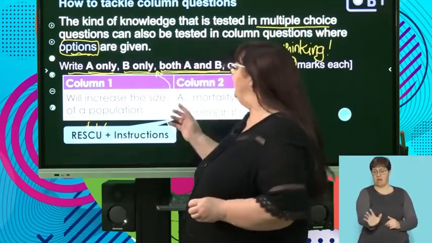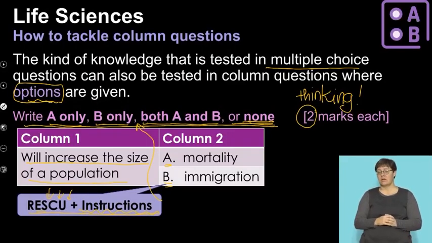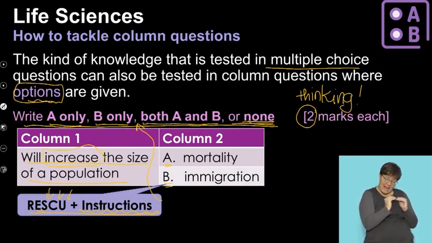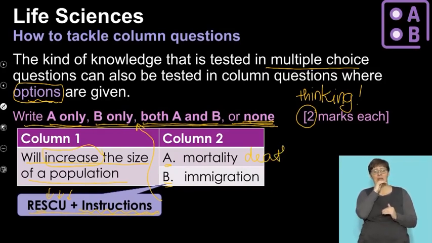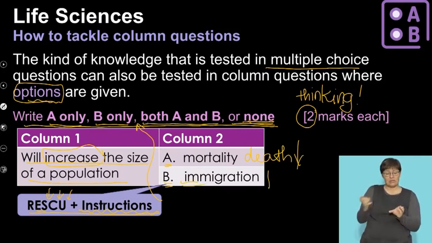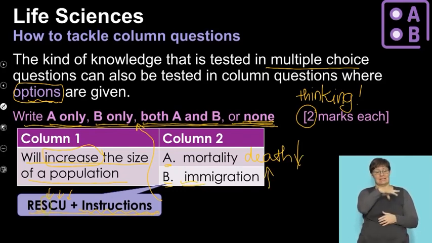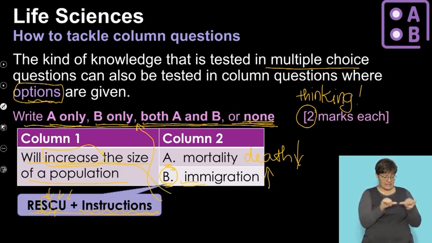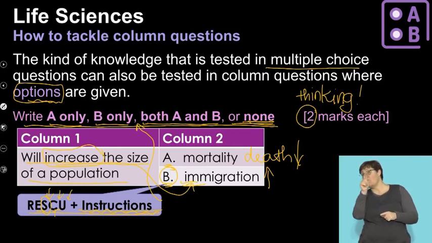So, we've read, let's try and eliminate. Increase the size of the population. Well, we know mortality means death, which is definitely a decrease. Immigration means coming into a population. So now I'm going to select. I'm selecting B only. Let me check it. Increasing the size of a population, immigration. That looks right. Now I'm going to follow my instructions and write B only.